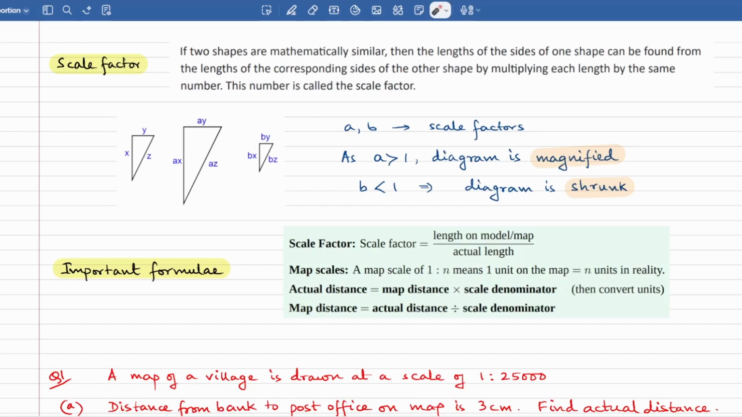You will probably get one or two problems from this section in the ESAT final exam. So these are low-hanging fruits. Just make sure that you are not missing any of these. We will start off the chapter with the concept of scale factor.